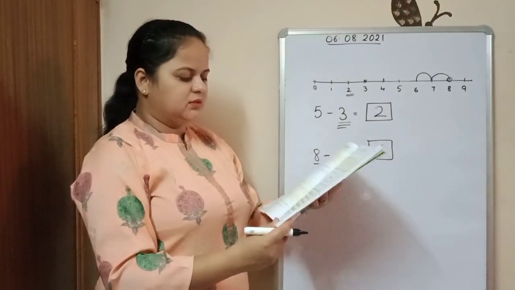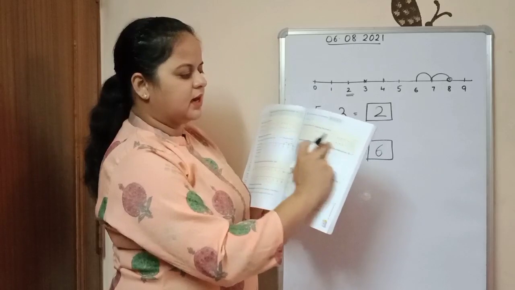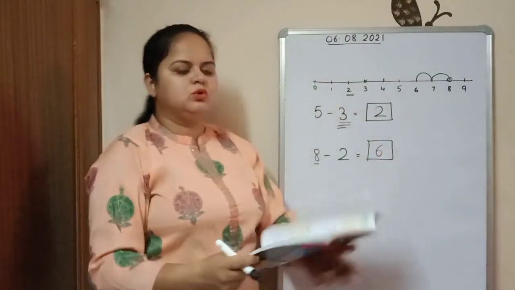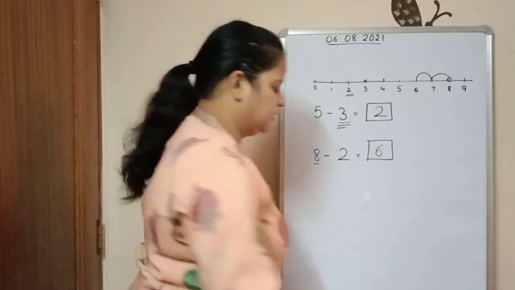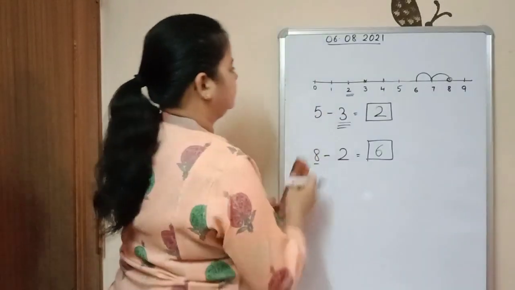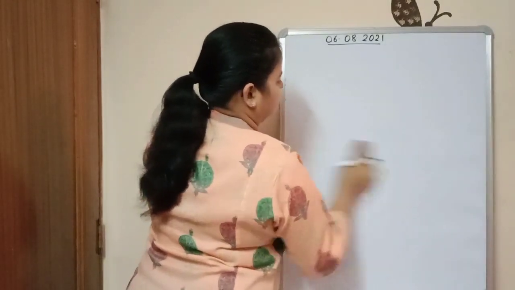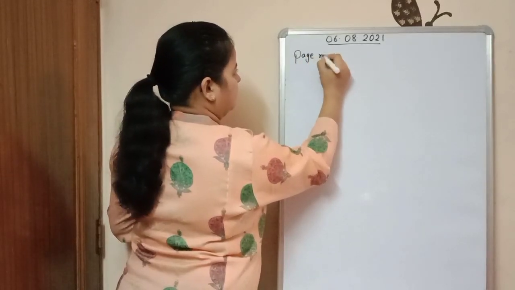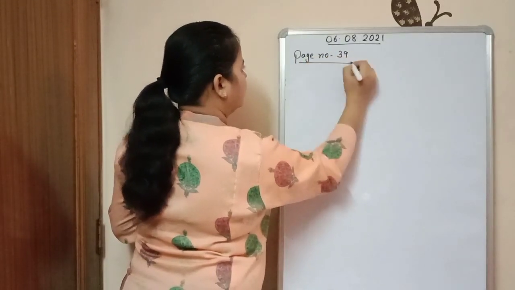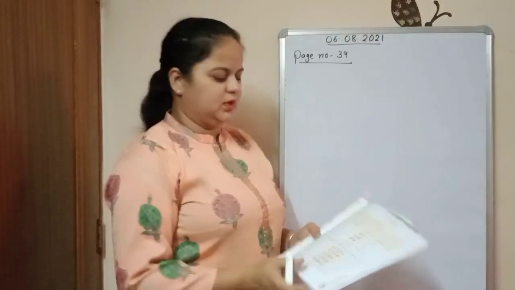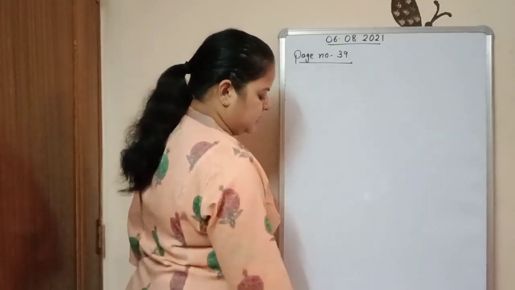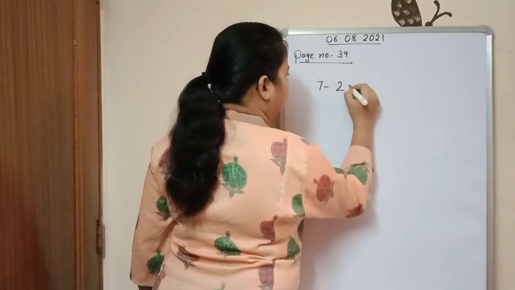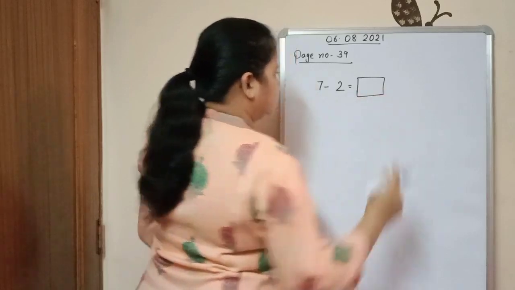On the next page, page number 39, some sums are given and we have to do these sums with backward counting. Page number 39, sums with backward counting. The first sum is 7 minus 2. Yes, this is the first sum.